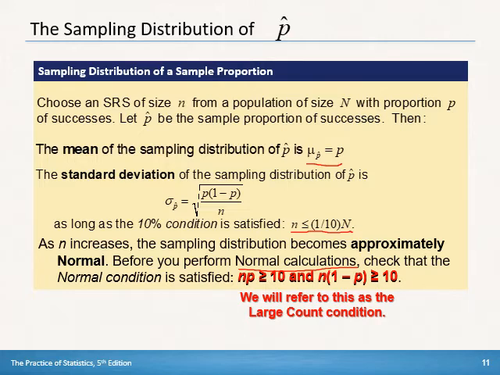Okay, so n times p, where p is the proportion in the population, and then n times 1 minus p, which is the proportion of failures. In the example we were doing, that was the proportion of not orange candies.